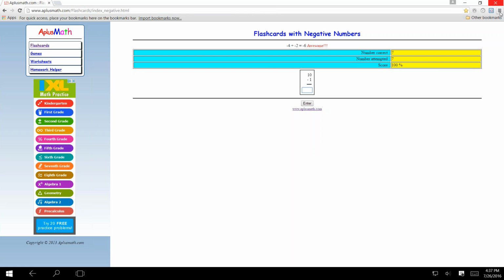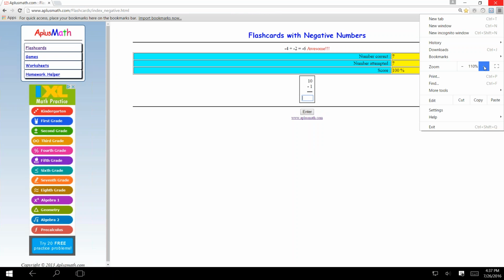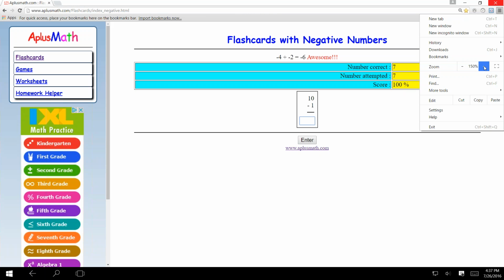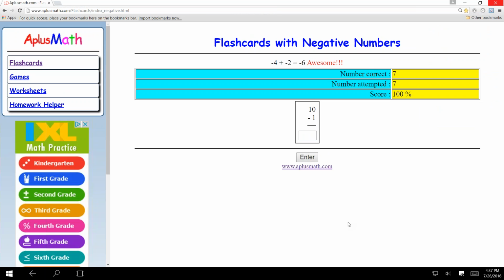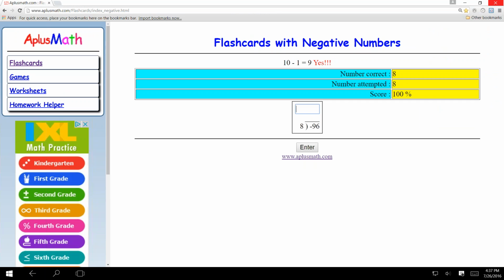Okay. Here, let's see if I can do something about that. Hold on a moment. Let me see if I can blow it up. There. That should be a little better. Okay. 9. Good. Oops, hold on. I got to be in the box. Okay.